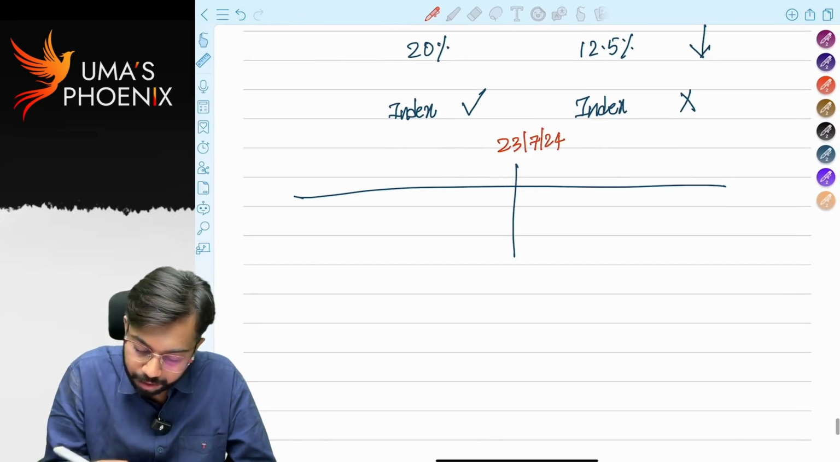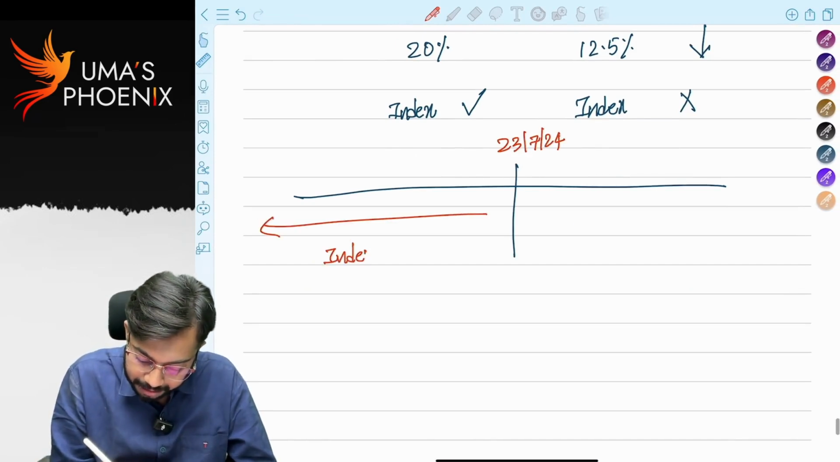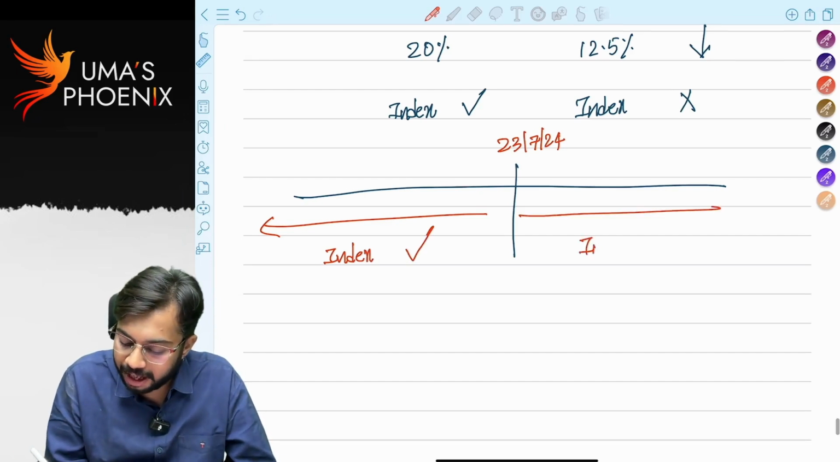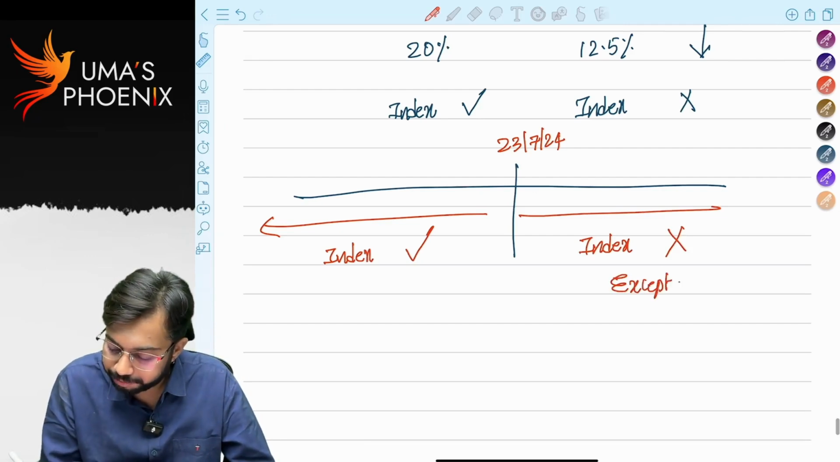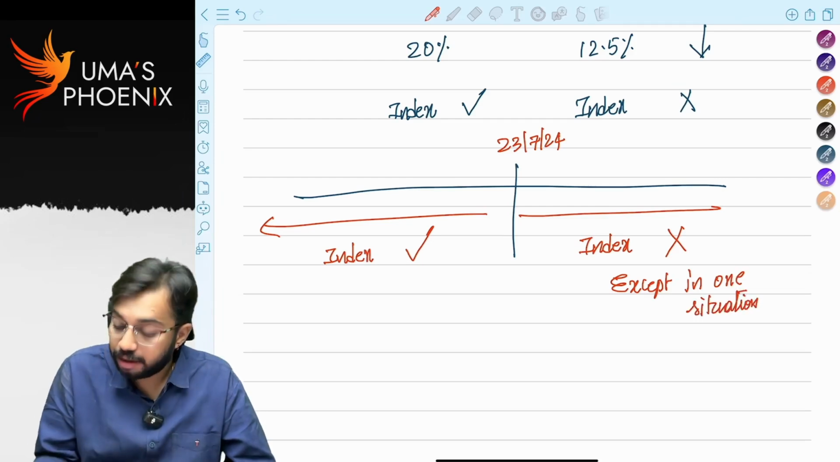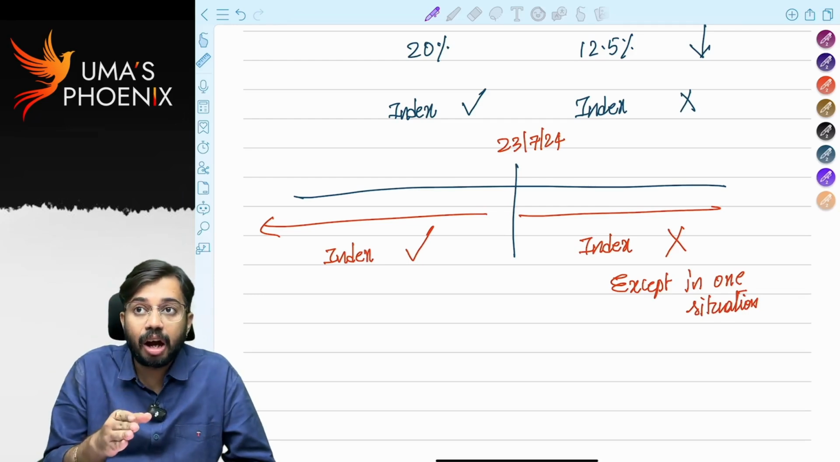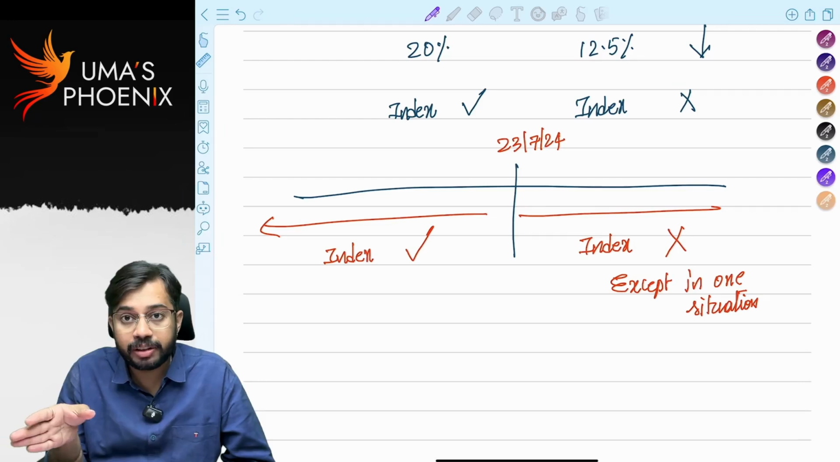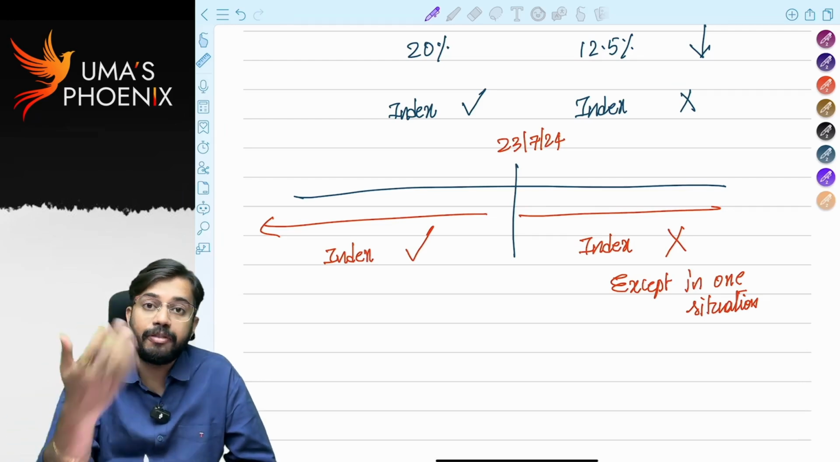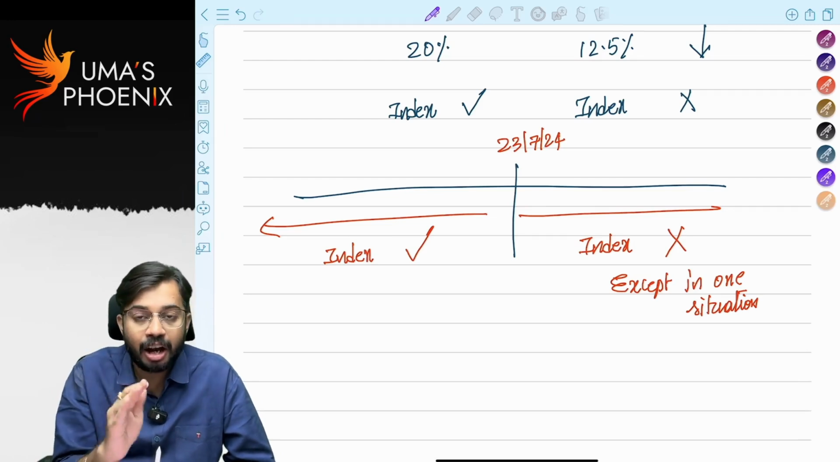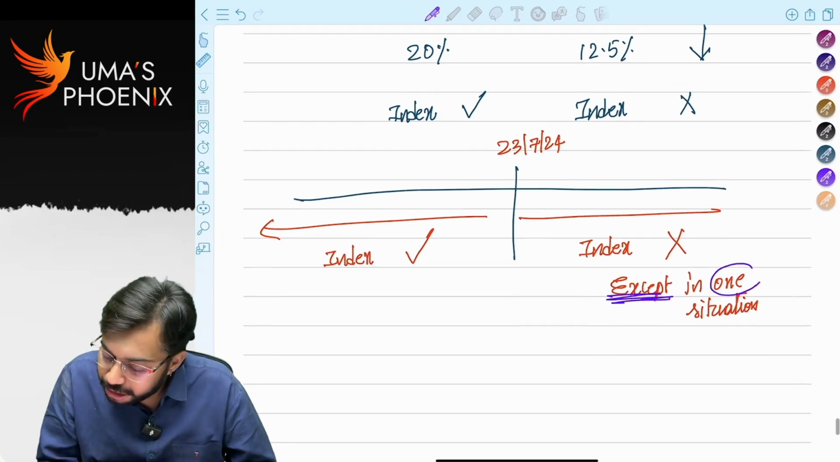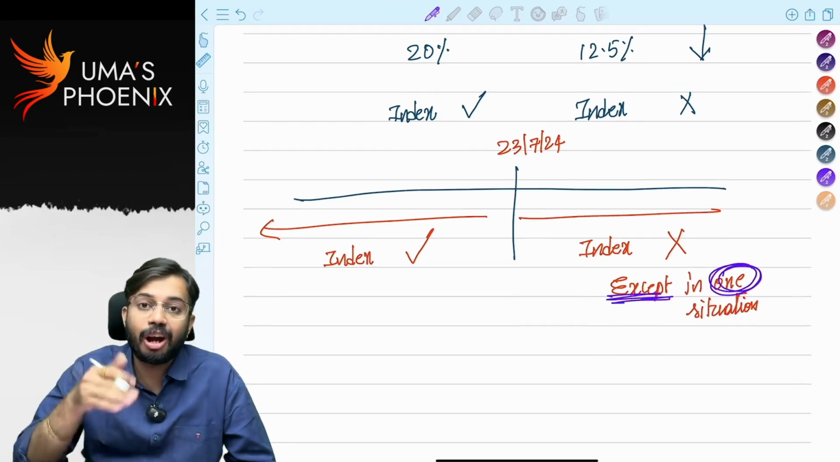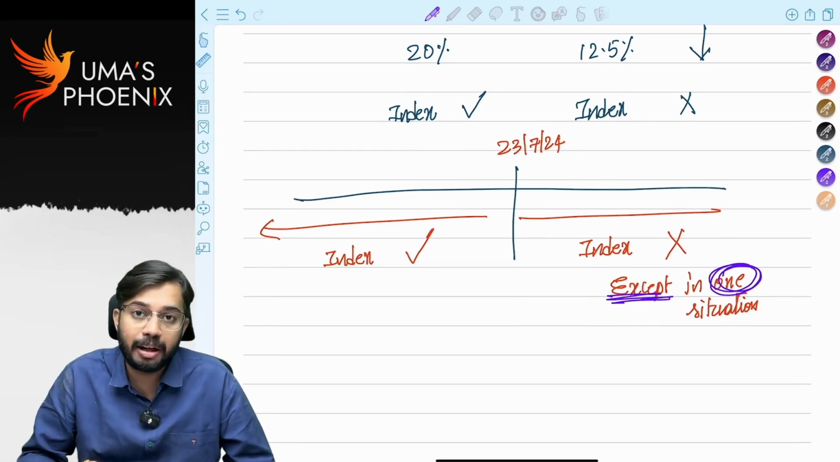23rd July 2024. Before, whether indexation is allowed? Yes, indexation benefit is allowed. On or after, whether indexation benefit is allowed? Indexation benefit is not allowed except in one situation. That means even on or after 23rd July 2024 also, only in one situation indexation benefit is allowed. Are you able to understand? Generally, on or after 23rd July 2024, indexation benefit is not available except one situation. That means only in one situation, even on or after 23rd July 2024, indexation benefit is available.